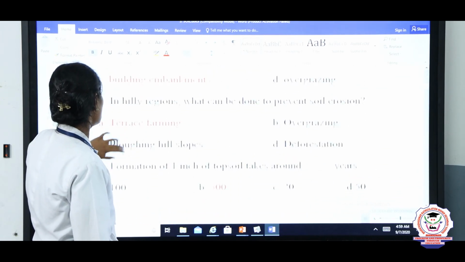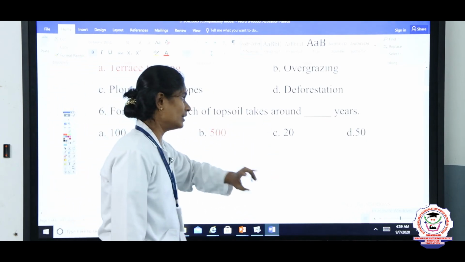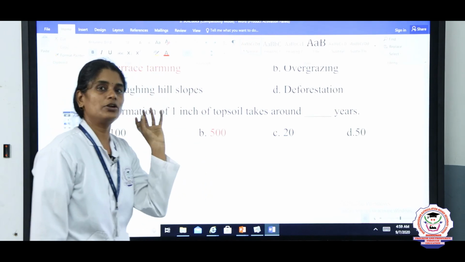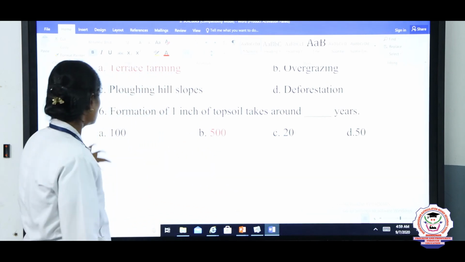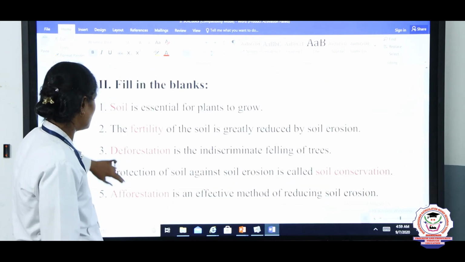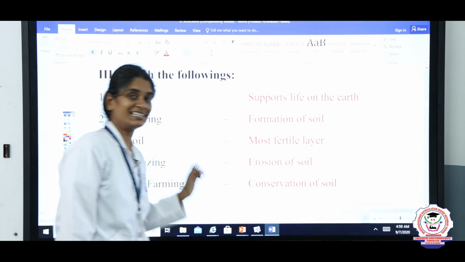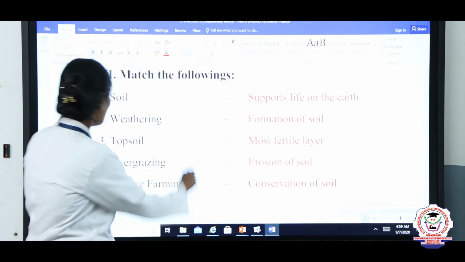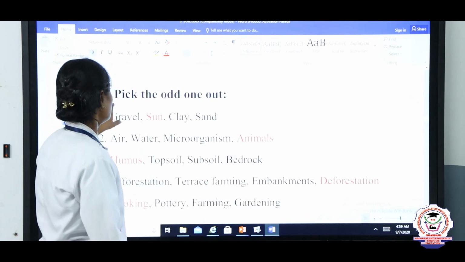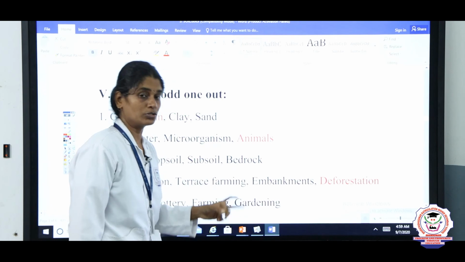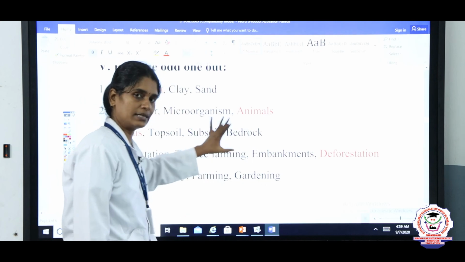Here we have also added some extra creative questions. For example, formation of 1 inch of topsoil takes around dash years. That is not given in your book. It is a creative question that is added along with the 1 marks. You will also get extra questions, like fill in the blanks. Match is not given in your book, so match is also a creative question added along with the notes. You have to read all this. After match, true or false is given in your book, and then pick the odd one, which is also not in your book. You have to read the pick the odd one, that is your creative questions that are added.